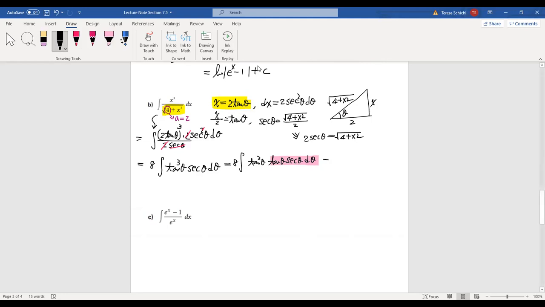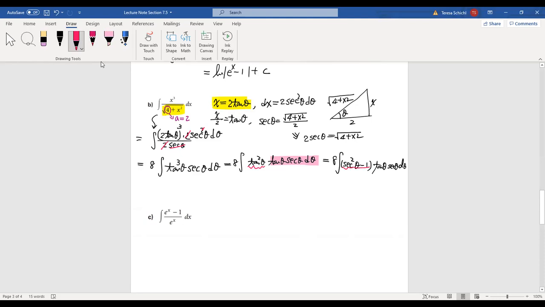So I need to change to secant. What is tangent squared? Tangent squared will be secant squared minus 1, right? So this will be secant squared theta minus 1. Then I have tangent theta, secant theta, d theta, right? So for the tangent squared, I use the identity here.